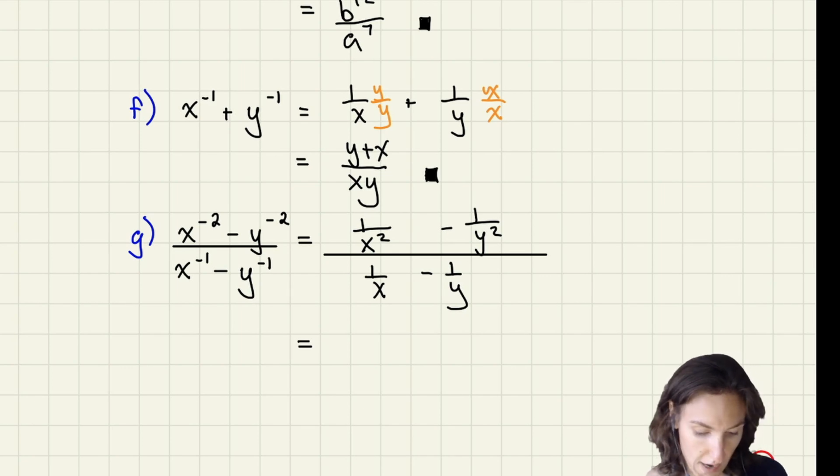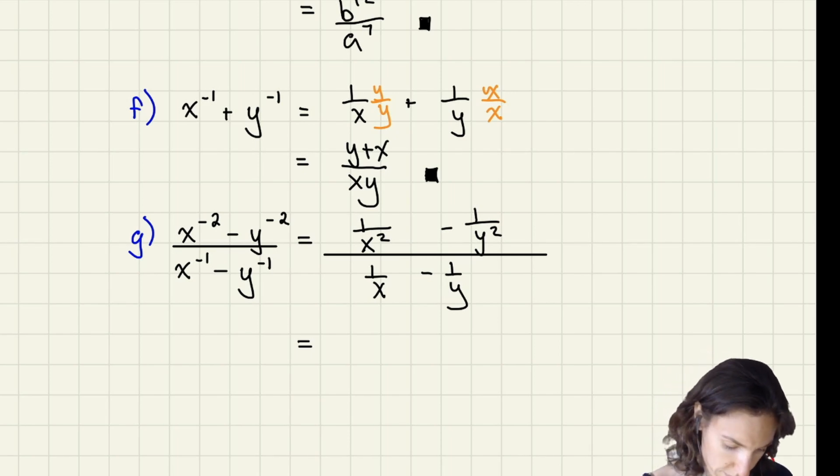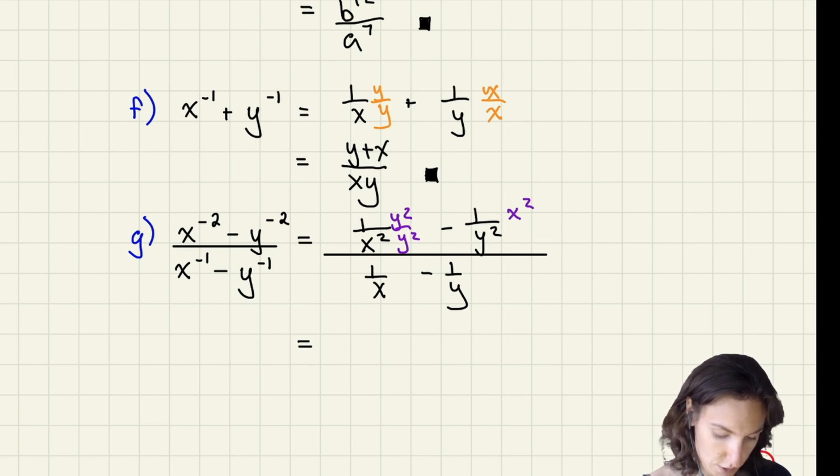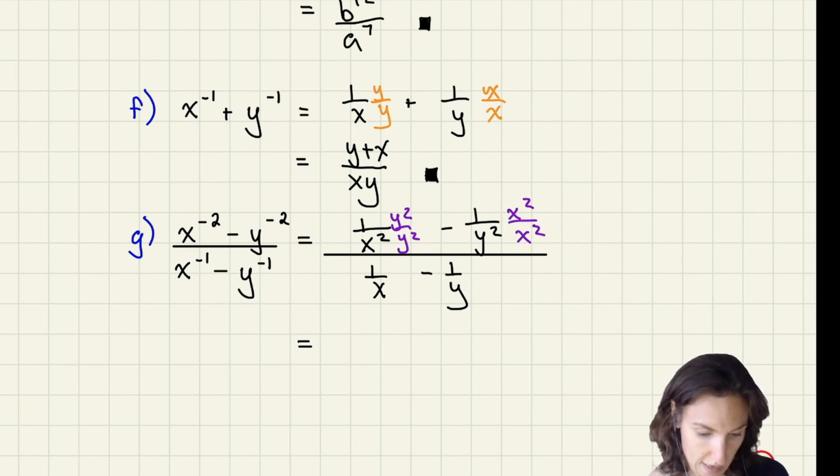Okay, so I'm going to need an x squared y squared as the denominator of this part here. So the first term, I'm going to have to go y squared over y squared, and then I'll go x squared over x squared. And then for this term here, I need to go y and x and x. And then x and x.